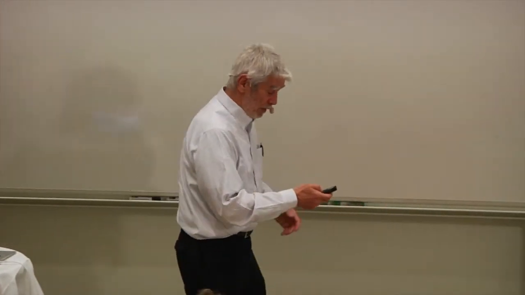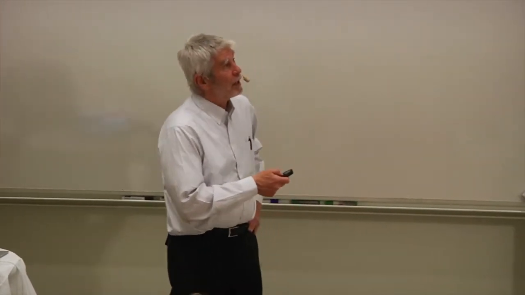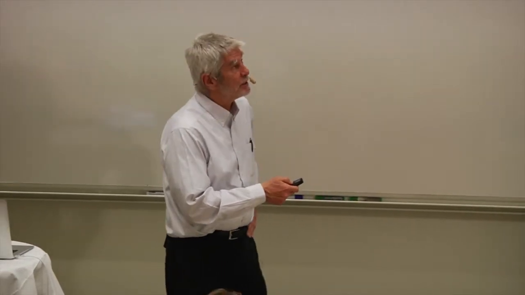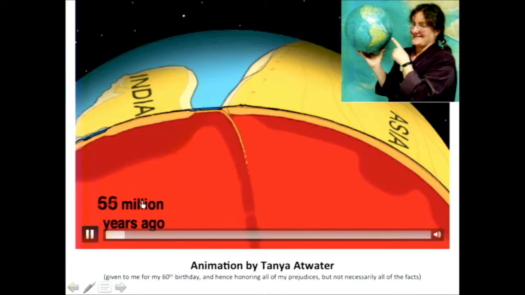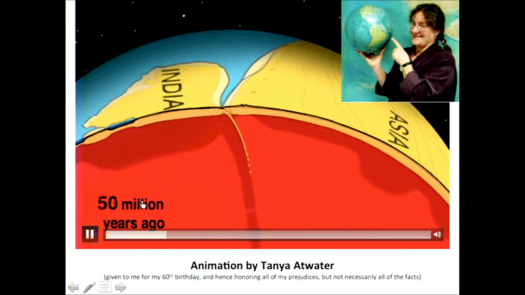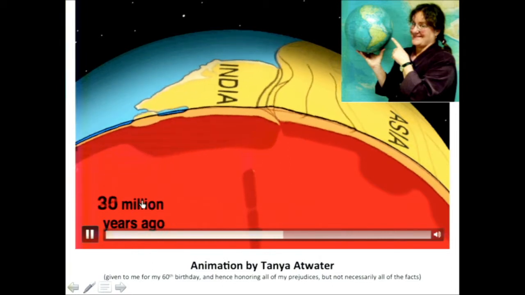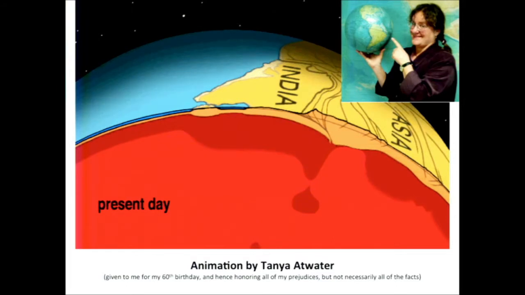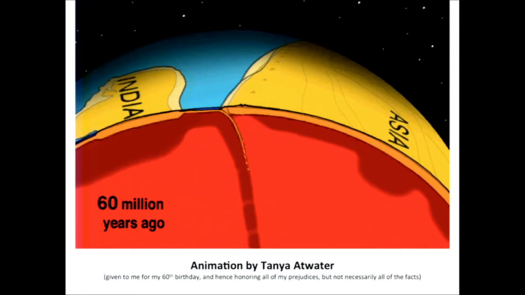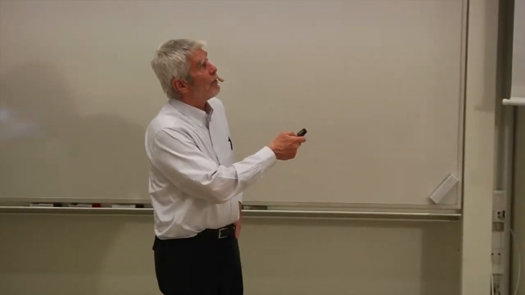So I'm going to show you this movie one more time, actually three more times. This movie is made by Tanya Atwater, who is present today. I'm just going to run this through for you once. Just watch it go. This is a faster version than what Gia showed you. And then after it's done, let's do it again. But this time, let's focus on the edge of India.